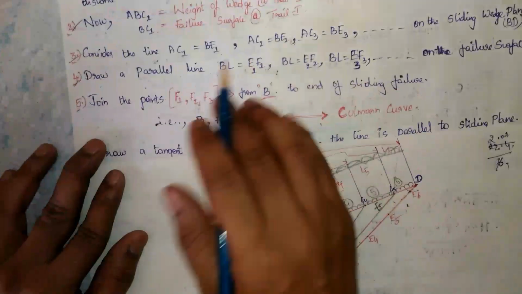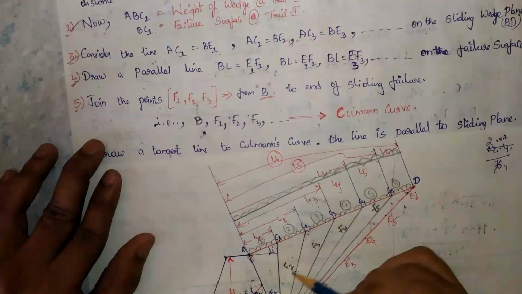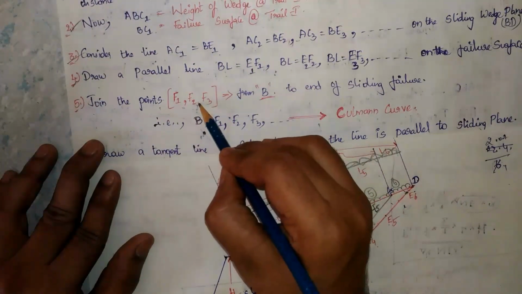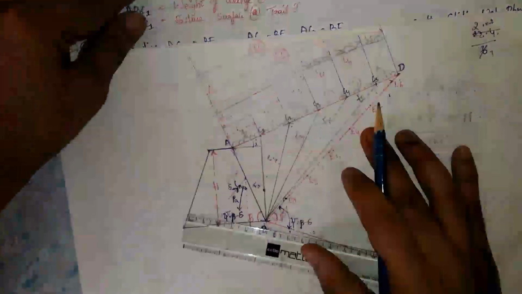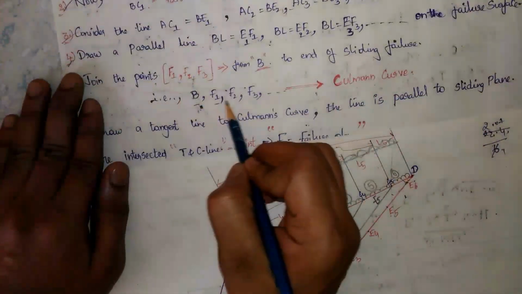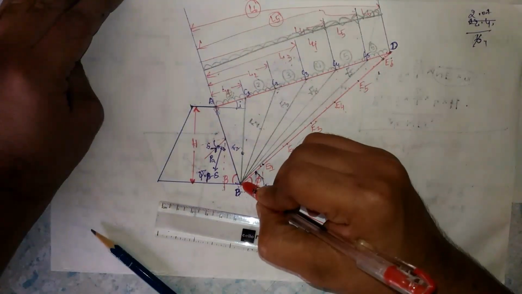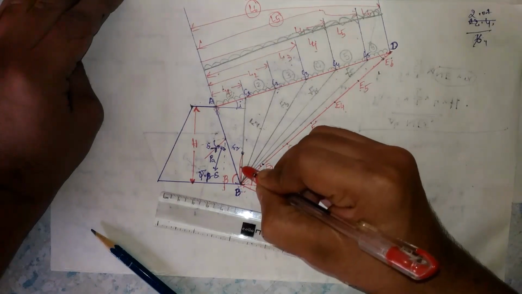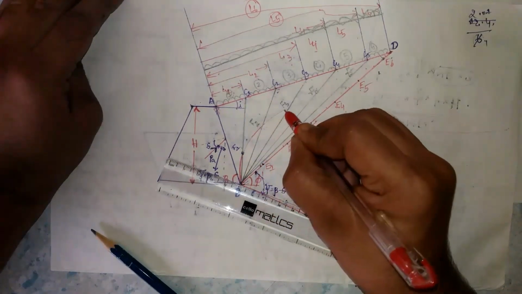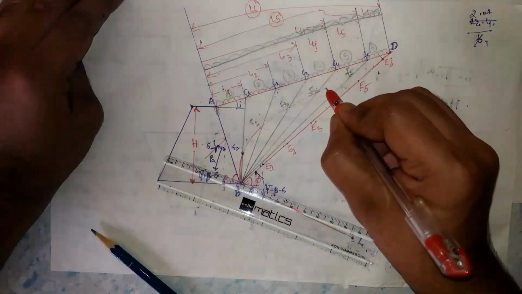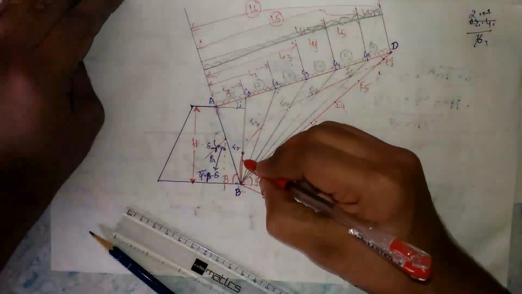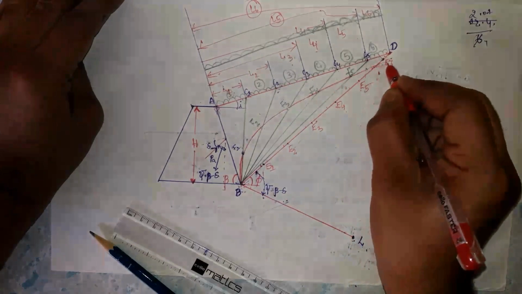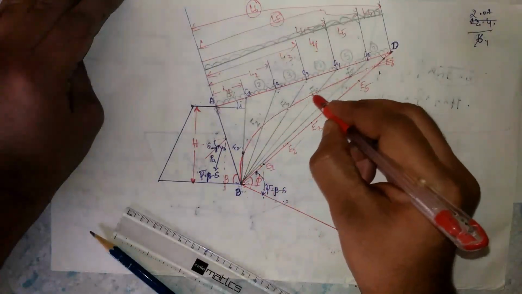Next, the fifth point, what he has given: join the points F1, F2, F3 from B to the end of the sliding failure. That is what we get, B, F1, F2, F3. Now I am joining the points from B itself: B, F1, next F2, next F3, next F4, next F5, last at F6. Okay, I have drawn a small joining of the points.